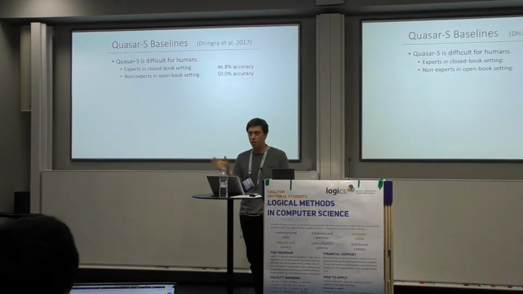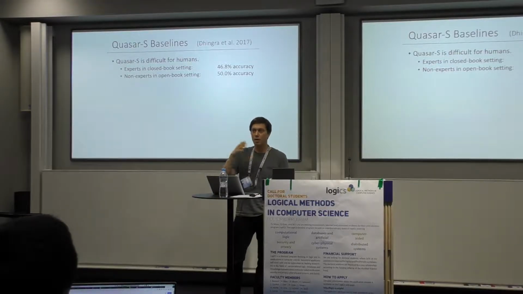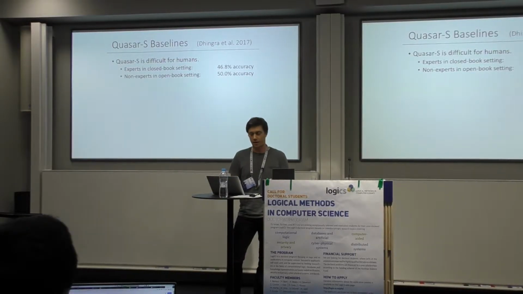So experts in a closed book setting, so they don't have any access to the background corpus, they don't have any access to Stack Overflow, do less than 50% accuracy on these questions. And non-experts, if they are allowed to search for the answer, do 50% accuracy.